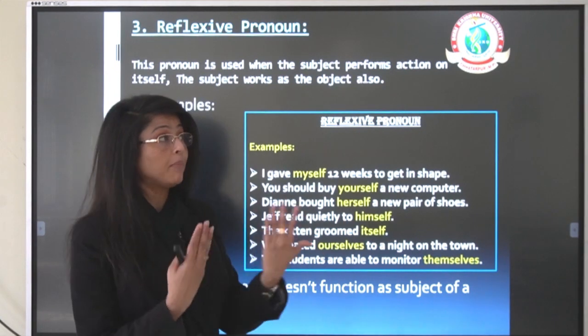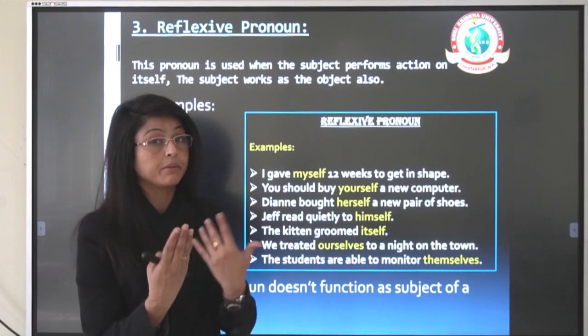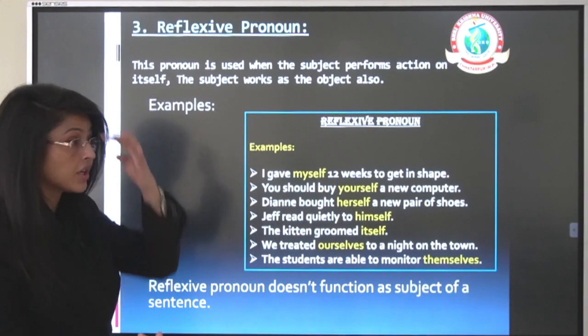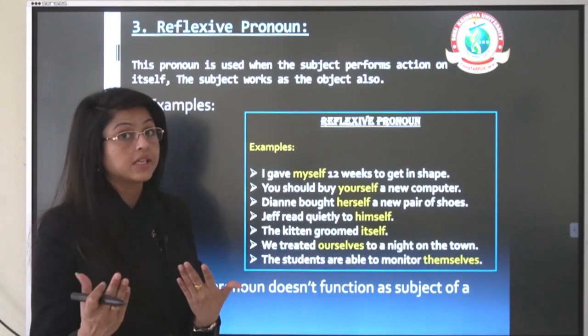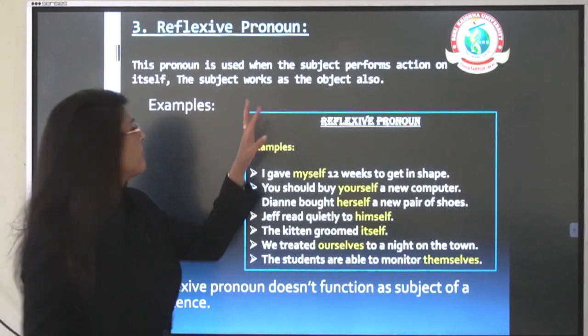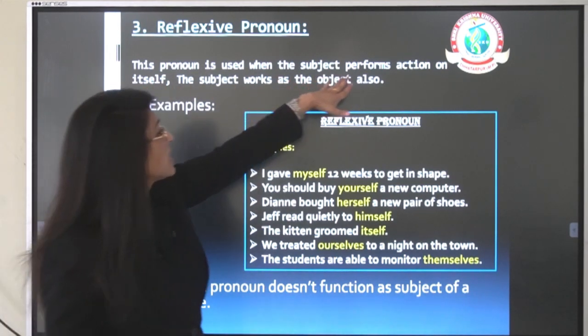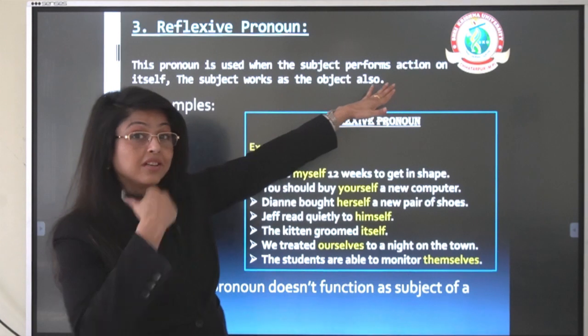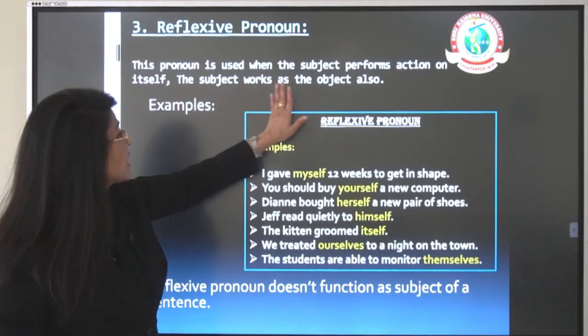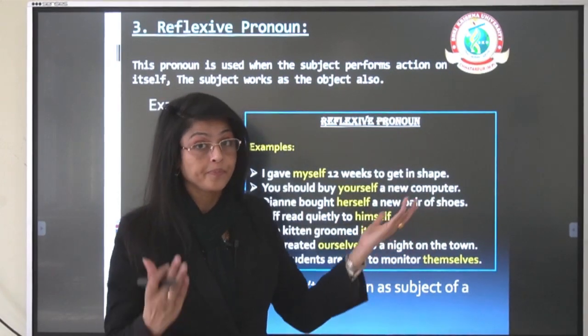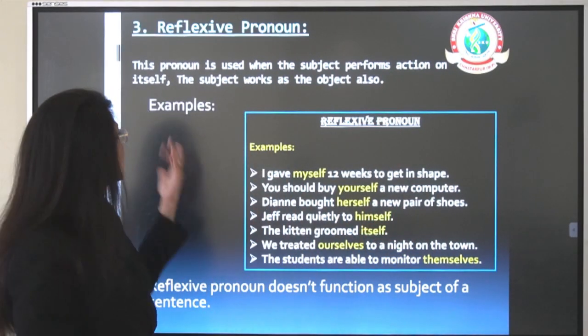Coming on to the next pronoun, which is reflexive. As I told you, what happens? Reflex action, right? The mirror image, reflection. You get the reflection. So when the subject talks about the subject, then it is a reflexive pronoun. Simple, very simple. The pronoun is used when the subject performs an action on the subject himself. The subject works as an object also. So the subject is also working as an object.